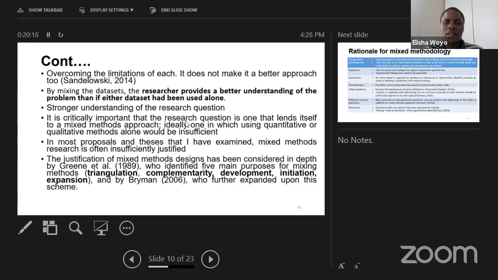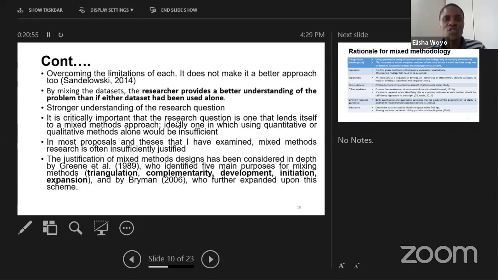Okay, thank you, Dr. Mary. So the idea there is for you to determine if you are overcoming limitations, if you want to understand the problem you are dealing with much better, and you are trying to demonstrate that solving my research question is not entirely possible if I am to do it from a qualitative perspective alone, or from a positivist approach or philosophy alone. So it really has to be justified, and the justification has to come out strongly.